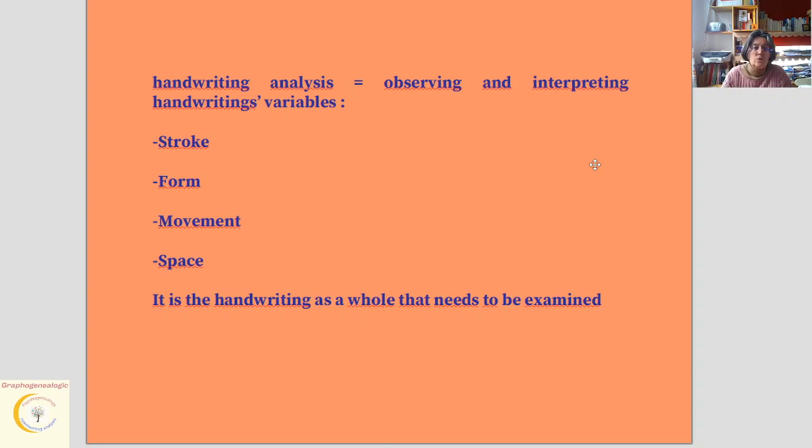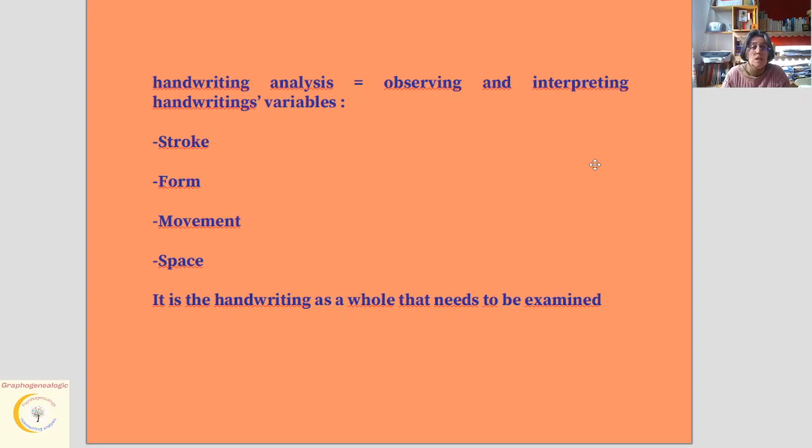And then the fourth constituent is the space. Space is the way you put your text on the page, meaning do you have margins? How are your margins? Or do you just write everywhere? Is there a lot of blank on the page? How is the space between the words, between the lines, between the letters inside the word? All this has to be looked at and examined very closely, and it will have different interpretations.